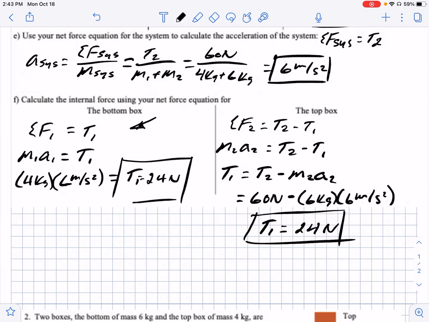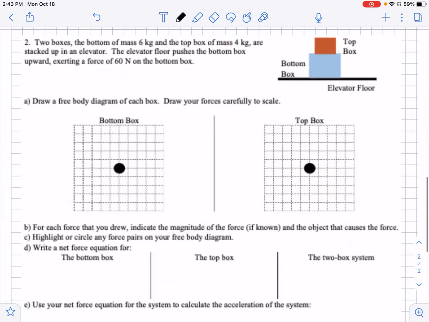Now let's go ahead and work another one. This time the boxes are stacked on top of each other. And so we have two boxes. One's mass 6 kilograms, the other one is 4. They're in an elevator. The elevator floor pushes up on that bottom box with a force of 60 newtons.